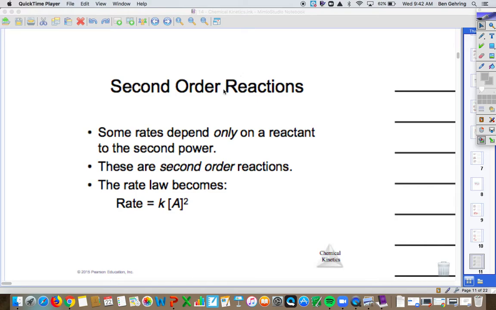Today we're talking about second order reactions, and we're going to talk zero order as well. Last time we talked about first order, these are second order. In a second order reaction, the rate is dependent on a reactant raised to the second power. So one reactant raised to the second power. These are called second order reactions, which means your rate law becomes rate is equal to k times the concentration of A squared.